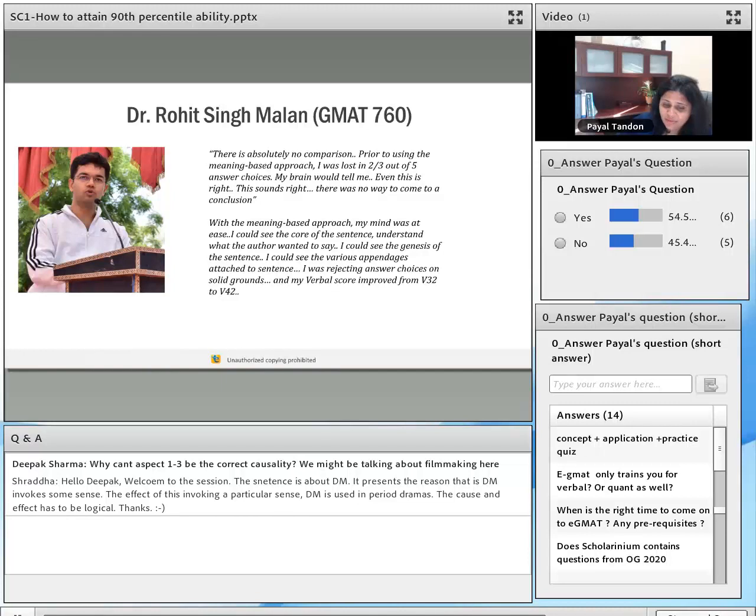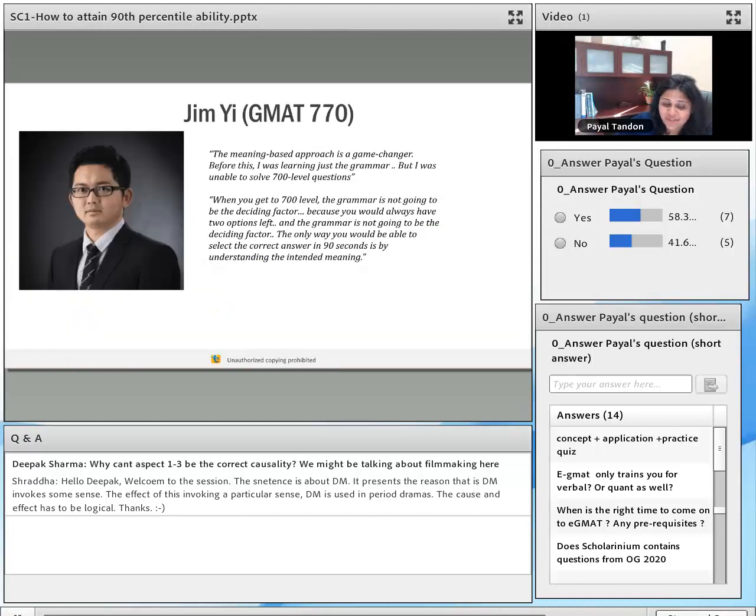Okay? My brain would tell me, this sounds right, there is no way to come to a conclusion without the meaning-based approach. With the meaning-based approach, my mind was at ease. I could see the core of the sentence, understand what the author wanted to say. I could see the genesis of the sentence. I could see various appendages attached to the sentence. I was rejecting answer choices on solid grounds, and my verbal score improved from V32 to V42. Okay, I'll use the word magic, but it's not really, a lot of hard work goes into doing that magic, right? So that's the magic of following the meaning-based approach and doing the course the right way.